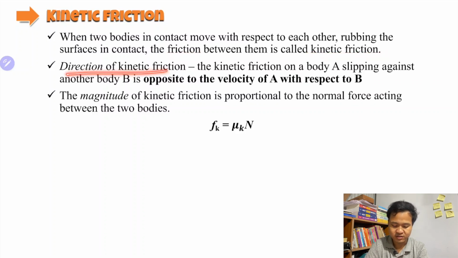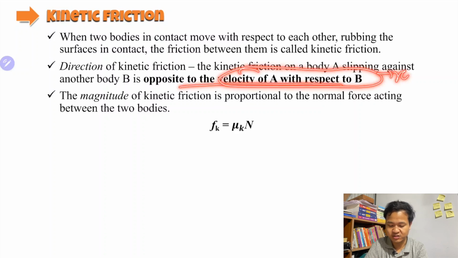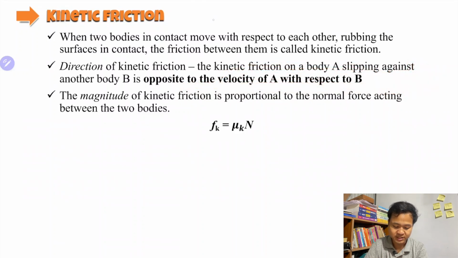Now the direction part, for kinetic and static. Here we see the velocity of A with respect to B, the relative velocity, which we have done. Now the magnitude of kinetic friction will be given by this formula: F equals mu k into N. What is this mu k? Mu k is the coefficient of kinetic friction.